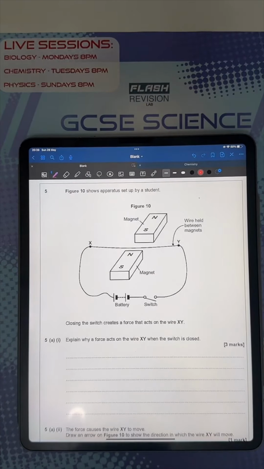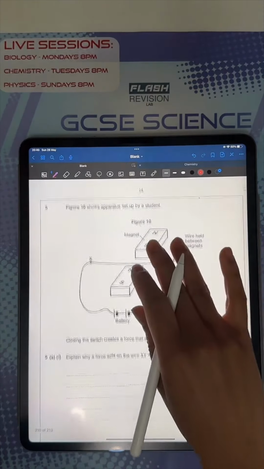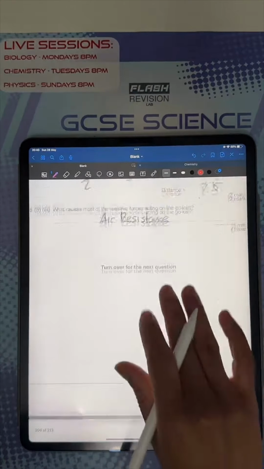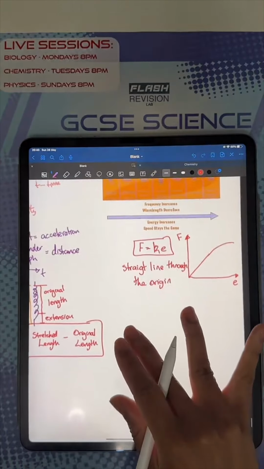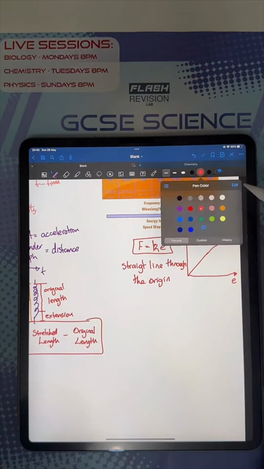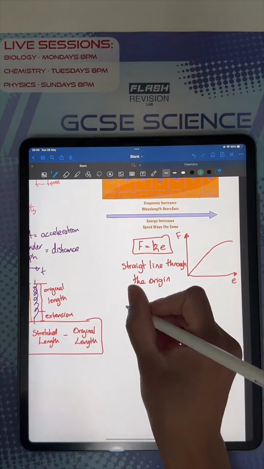Yeah, so when the switch is closed, there's a current, that is a mark. The magnetic fields interact, yes, good. Right, so let's write a few notes on this. What do we call this effect? Anyone know what it's called? Motor effect, yeah.